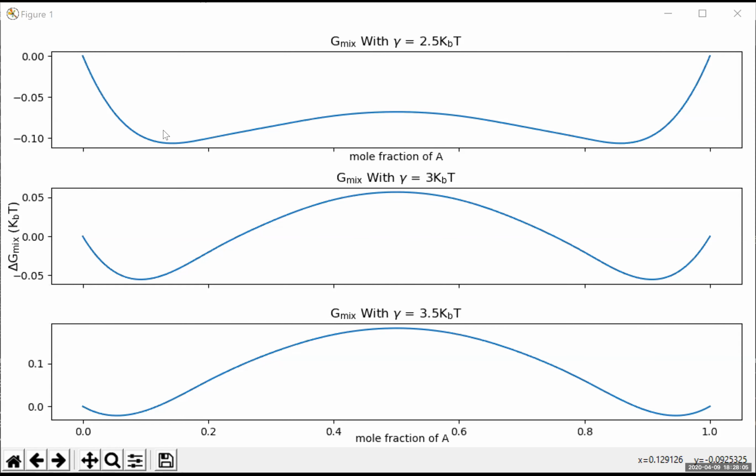Given what gamma signifies in terms of interaction energy, and knowing that increasing gamma means it becomes more stable when there's more pure A or more pure B, this should help you understand how phase separation is affected, and hopefully help you understand the molecular explanation for why phase separation occurs.